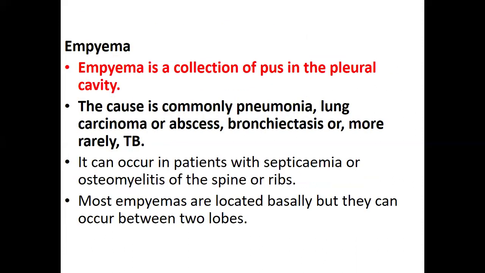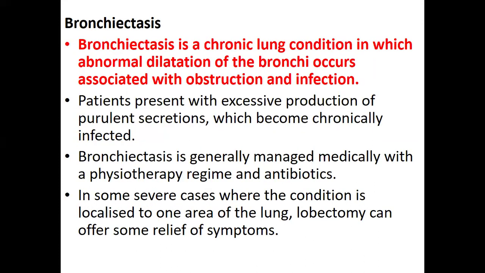Amongst them, again, we have empyema, which can go for surgery in the lung so that the lung tissue is opened and the affected area is drained of pus, because empyema is the collection of pus in the pleural cavity. So you open and drain the pus from there. The cause is commonly pneumonia, lung carcinoma, or lung abscess, including bronchiectasis, and more rarely TB can cause empyema. Bronchiectasis is also one of them, which we talked about.